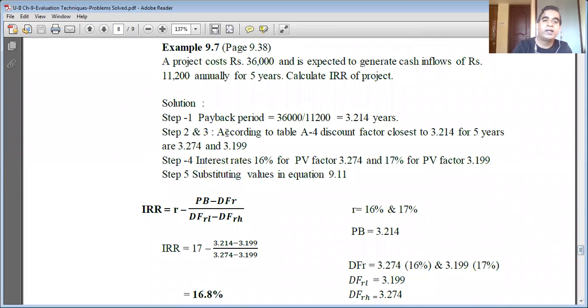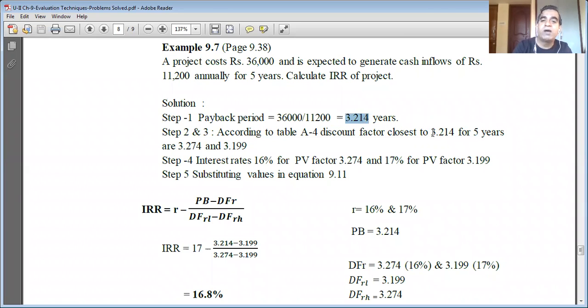So steps 2 and 3, according to table A4, the discount factors closest to the payback period, that is 3.214 for 5 years, are 3.274 and 3.199. See, this is the payback period we calculated, 3.214.